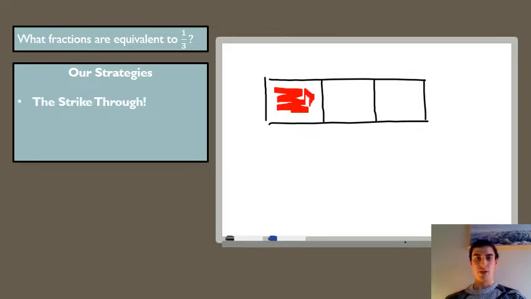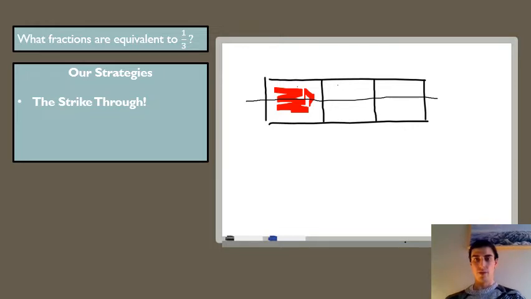Cool, okay, so strategies. Oh, the strike through. I definitely remember doing the strike through this year. We called it the Kareem strike through in our class. Maybe you called it something different in your class, but I bet it was the same strategy. So for the strike through, got my 1/3, and I'm gonna cut it or strike through it. Boom. Okay, so I've still got that 1/3, but now I've made more pieces.